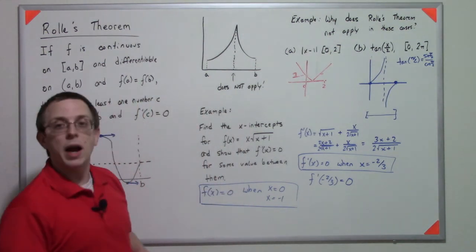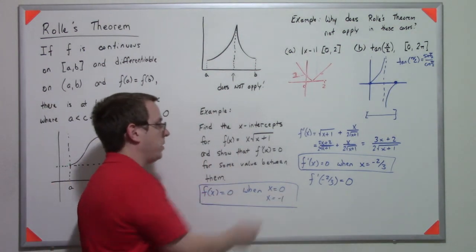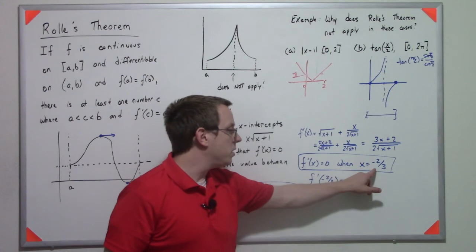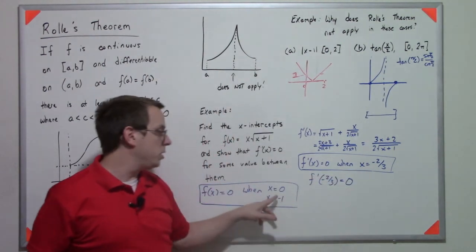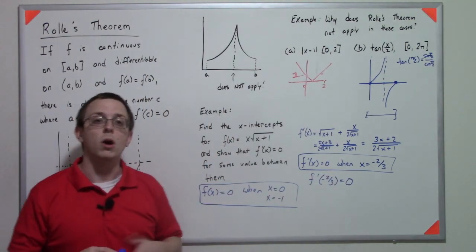And so your answers would be, these are your x-intercepts, and this is some value. And notice that -2/3 is between -1 and 0 on the number line.